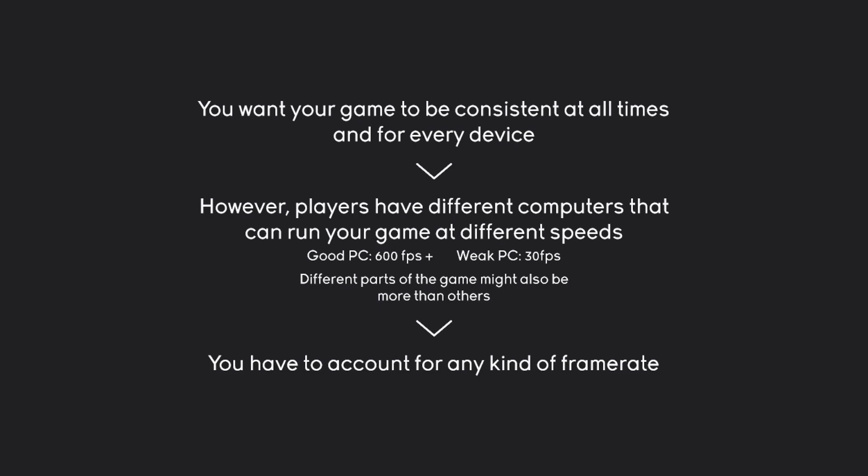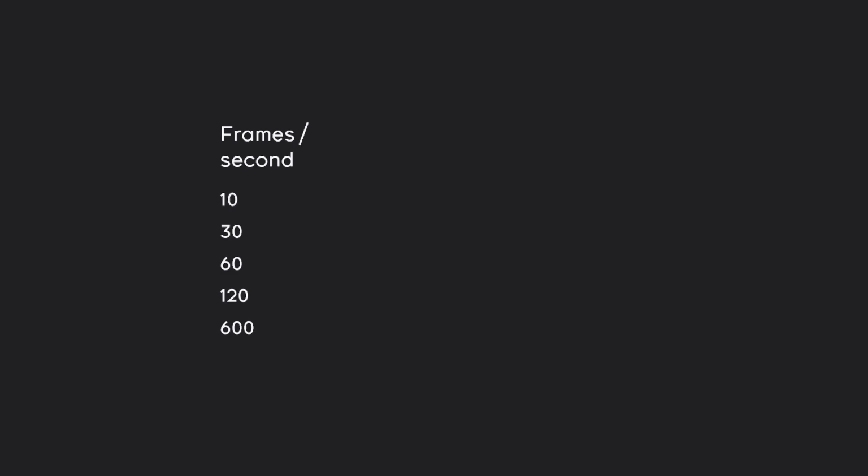And let's do some math on this to illustrate what the problem here is. We have different frame rates, or frames per second. We have 10, 30, 60, 120, and 600. And then we also have some kind of object that moves at a certain pixel speed per frame. In my case, it's always going to be 10. So this could, for example, be a player that moves 10 pixels to the right on every single frame. And this could either be different devices or the same game in different circumstances.